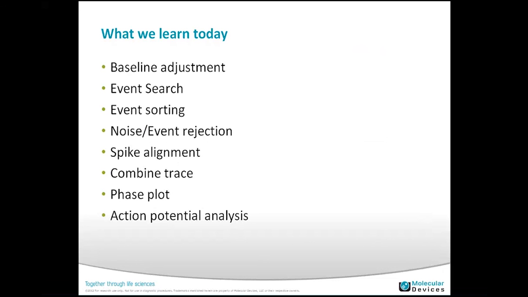So what we learn today is baseline adjustment and event search, and we can sort the events. We can also reject unwanted noise and unwanted events. We can also align the spikes, and we can combine traces from different files. We can also plot the phase plot, and of course, we can do the action potential measurements.